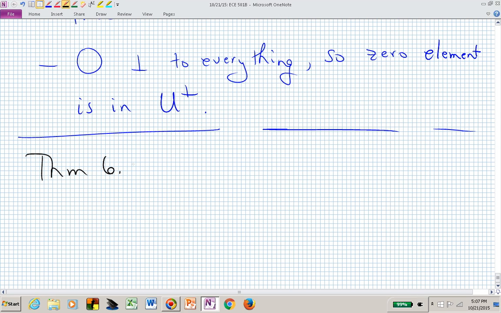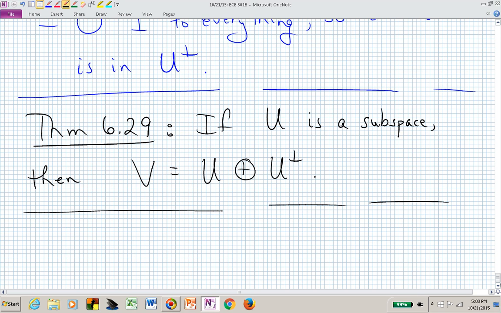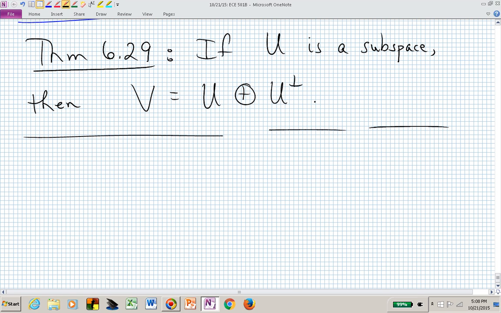This next result, though, sort of extends this idea. Suppose that now we start with U not being just a subset, but suppose U is in fact a subspace. Then, in fact, it's possible to create our entire vector space V by taking two vectors. We can now write any vector in V in terms of two components. One component in U and the other component in U perp. And that's this direct sum decomposition of these subspaces to create the vector space V.